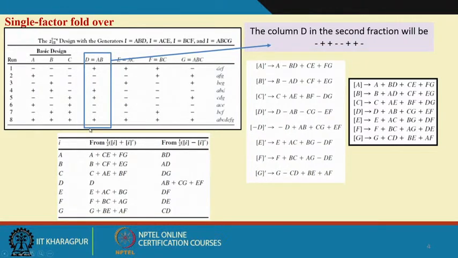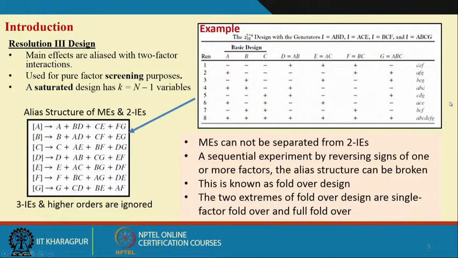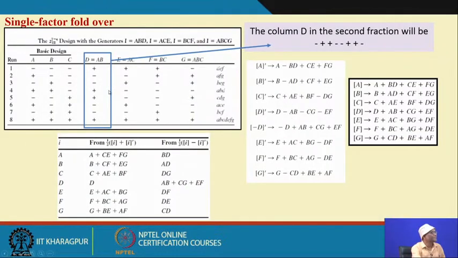Now, if you use this and do the experimentation, here DEF, in the first experimentation you will get this alias structure. When you go for the second experimentation, you will get this alias structure. You see what is happening here: wherever D is there, a minus is coming. The first fraction is giving a plus BD plus CE plus FG. Now, BD here is minus.